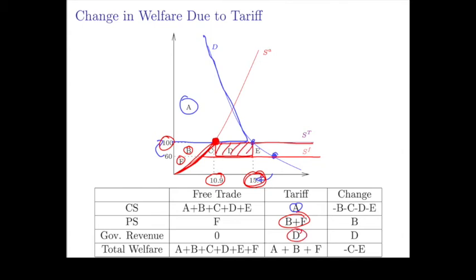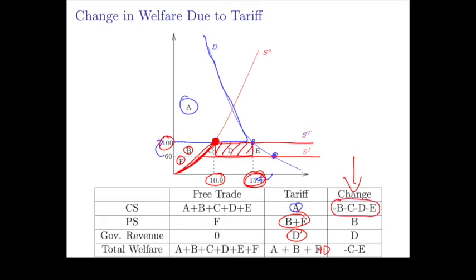So the total welfare is A plus B plus F plus D. There should be a plus D here. The change is in the last column. What do the consumers lose? The consumers used to get A, B, C, D, and E. Now they just get A, so they're losing B, C, D, and E.